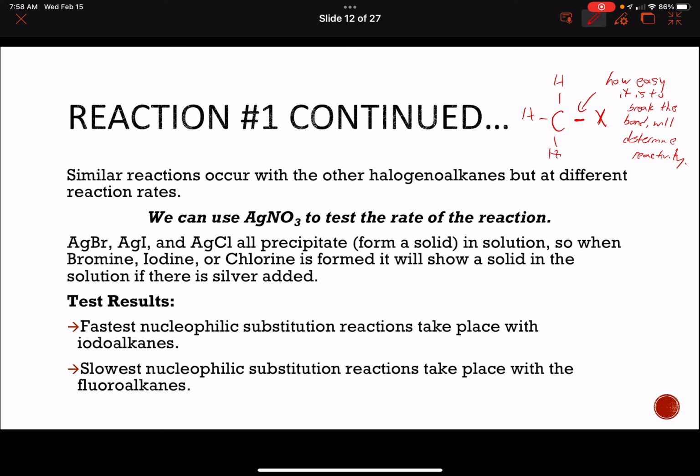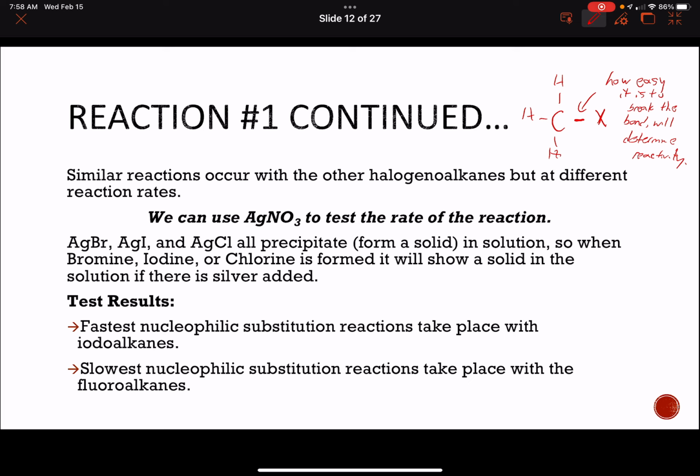Believe it or not, iodine and fluorine are both not great to work with. I liken it to Goldilocks. If you remember that story, not too hot, not too cold, not too fast, not too slow. The problem with iodoalkanes is they produce the product too fast, so the reaction's a little bit more violent, and you could have some byproducts. And the slowest nucleophilic reaction basically doesn't happen. You don't get enough yield for it to be worth your time and effort.